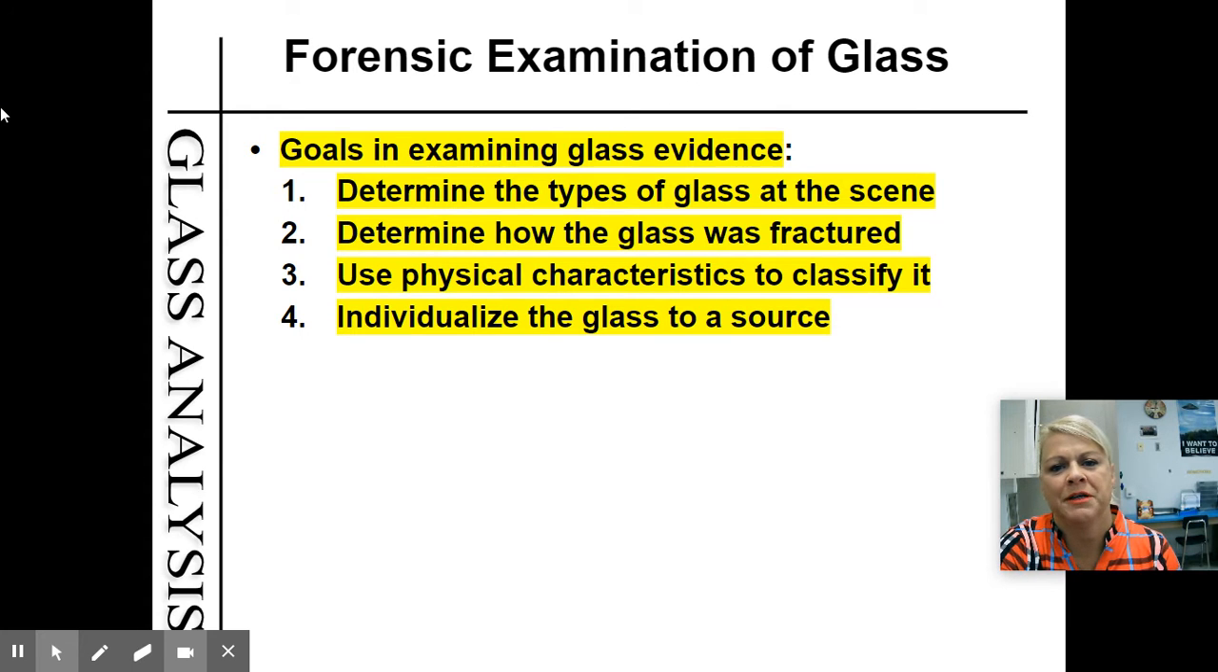So the goals in examining glass evidence include determining the type of glass at the scene, determining how the glass was fractured or broken, using physical characteristics to classify it, and then individualizing it to a source. So you're going to look at what kind of glass you've got there, how did somebody break it, and where did it come from.